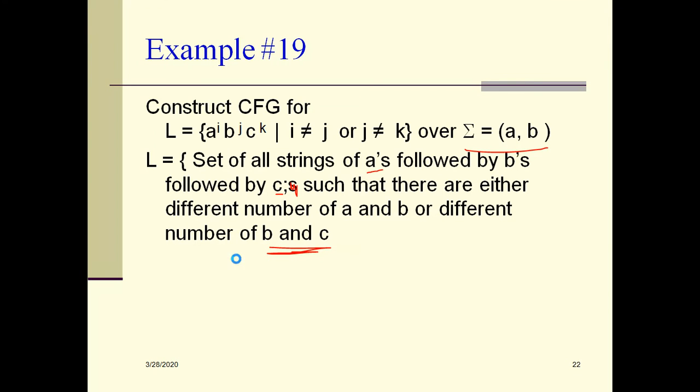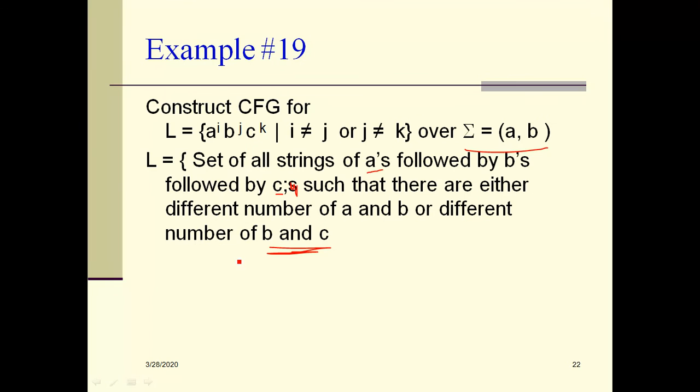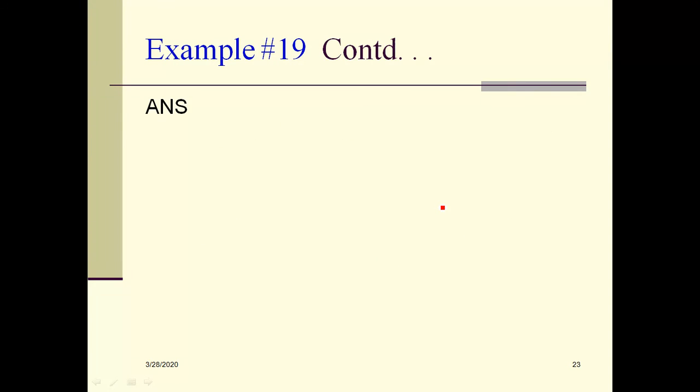See, this is similar to our previous question where, in that particular case, we were saying that either I is equal to J or J is equal to K. But now here what we are saying is that either I is not equal to J or J is not equal to K. So in a similar manner you can solve this question also, right? So this is for your practice, right?